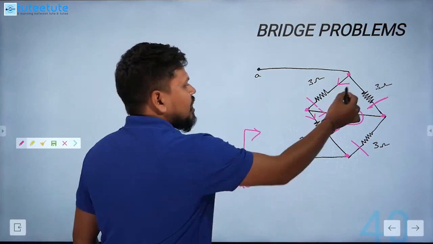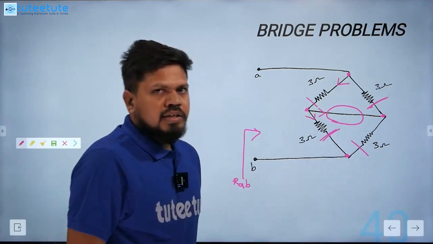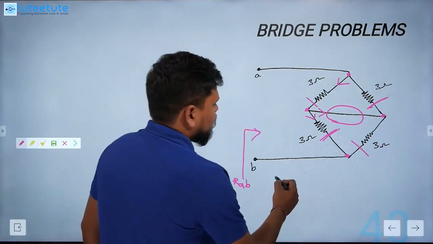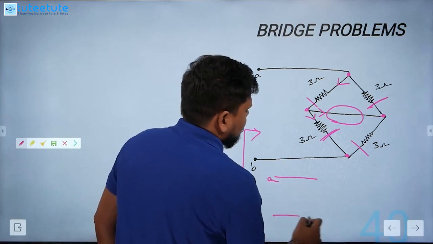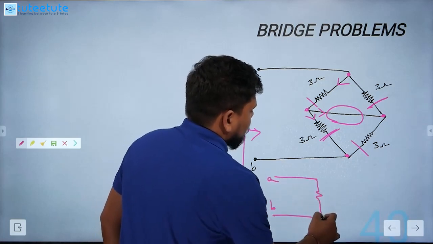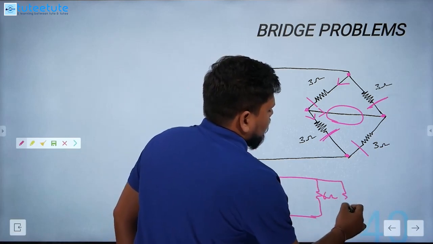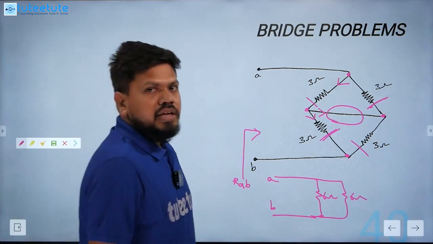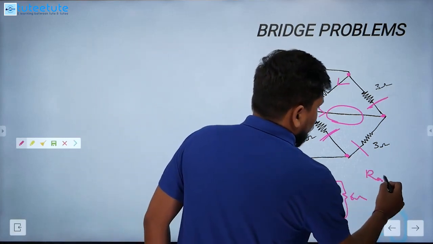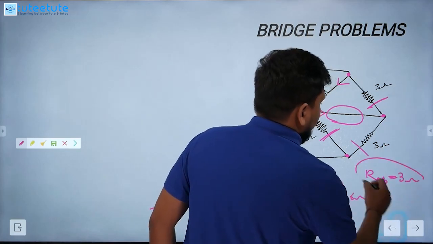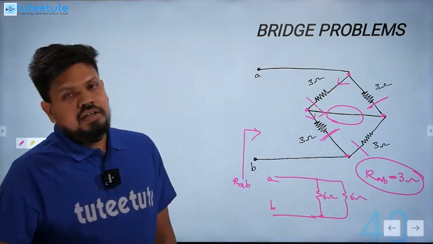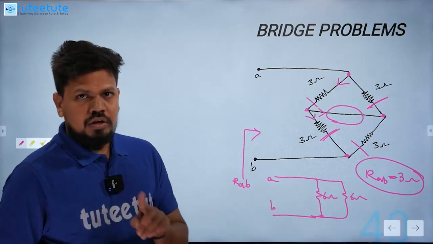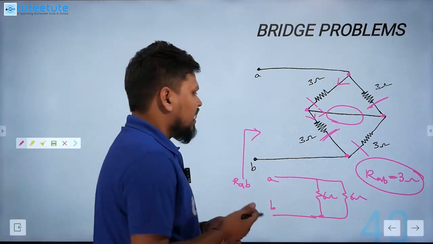Now, this 3 ohms and 3 ohms are connected in series, and similarly, 3 ohms and 3 ohms are connected in series. If you redraw the network between the terminals A and B, it will be 6 ohms and 6 ohms. Directly, if you take it like that, you will get the answer as 3 ohms. So RAB equals 3 ohms. 6 ohms and 6 ohms in parallel give 3 ohms. Like this, you have to solve this problem.